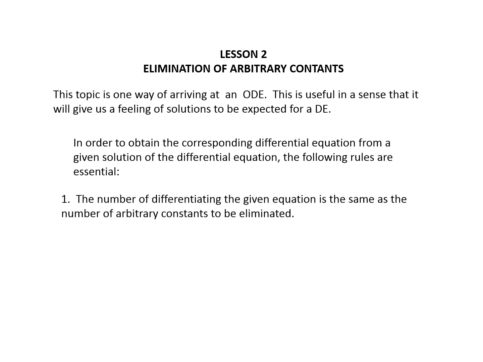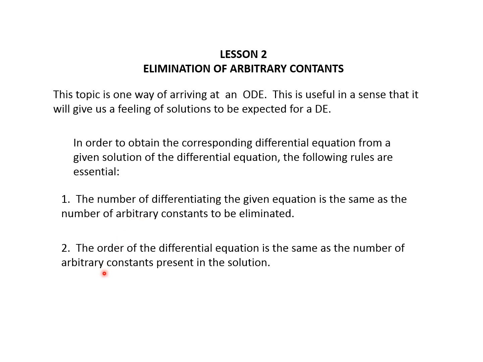Number one, the number of times of differentiating the given equation is the same as the number of arbitrary constants to be eliminated. So if there are 3 arbitrary constants, you differentiate it thrice. If there are 4 different arbitrary constants, you differentiate it 4 times. If there is only one, differentiate it once.